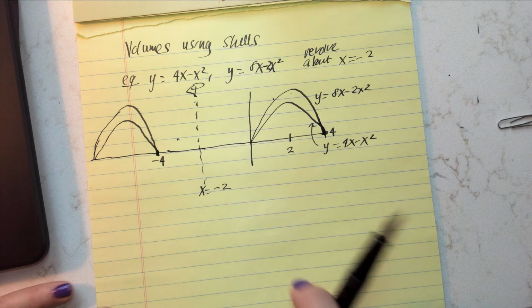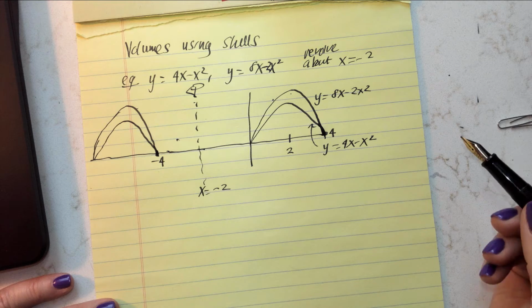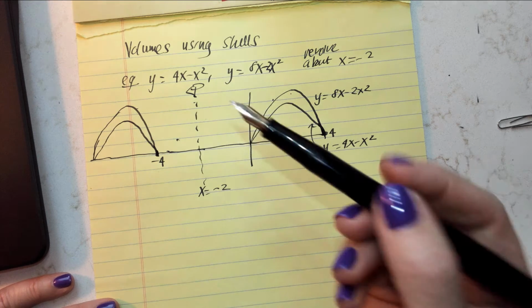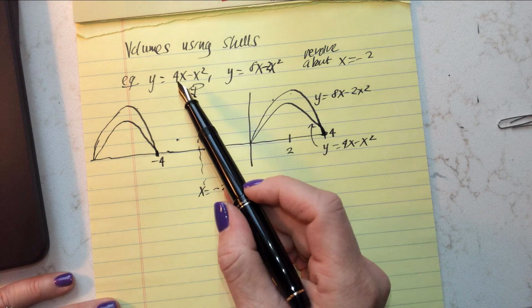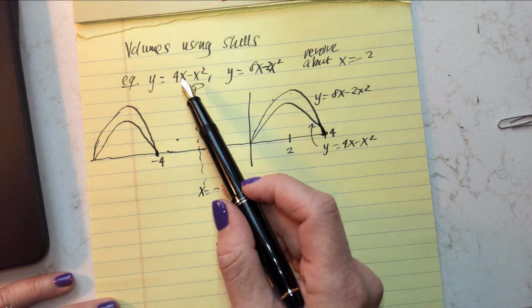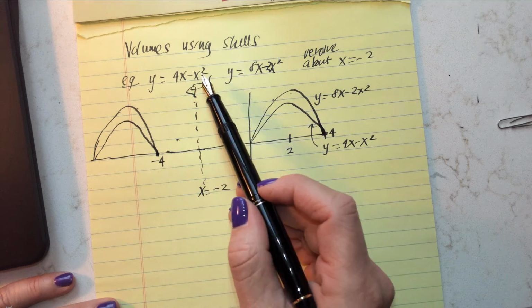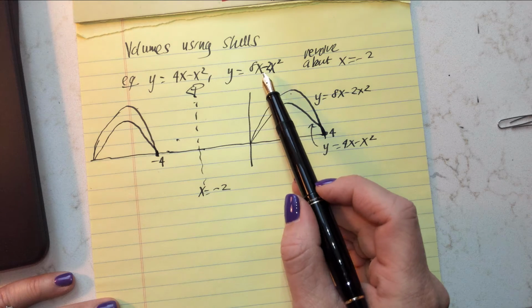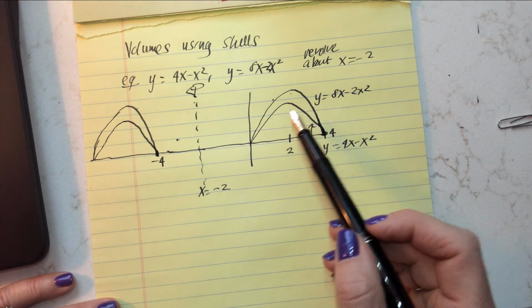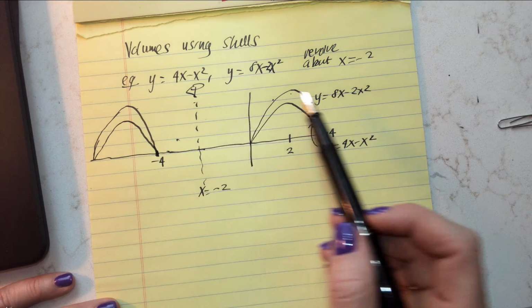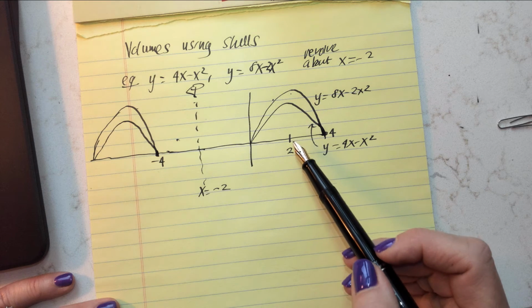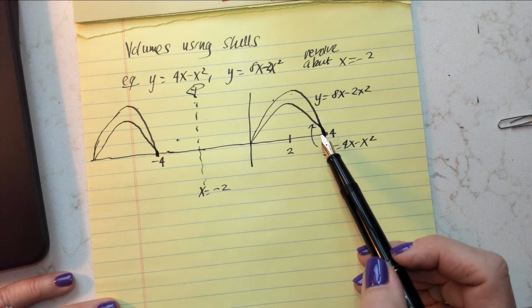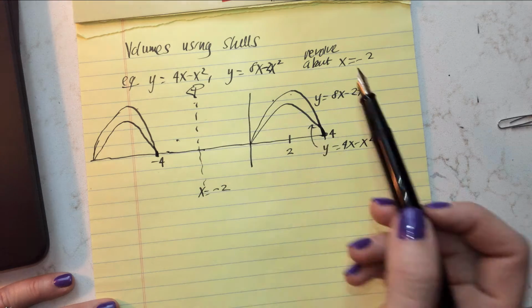Okay, so let's take a look at a problem where you actually have to use shells, where you can't use disks. The problem I have here is the region bounded by two parabolas, the parabola 4x minus x squared and the parabola 8x minus 2x squared. Here I've drawn the parabolas. They intersect at 0 and 4. You can just set them equal to each other and you'll see that that's what happens.